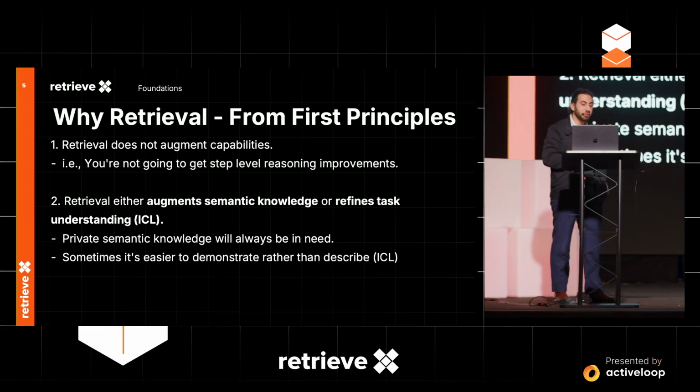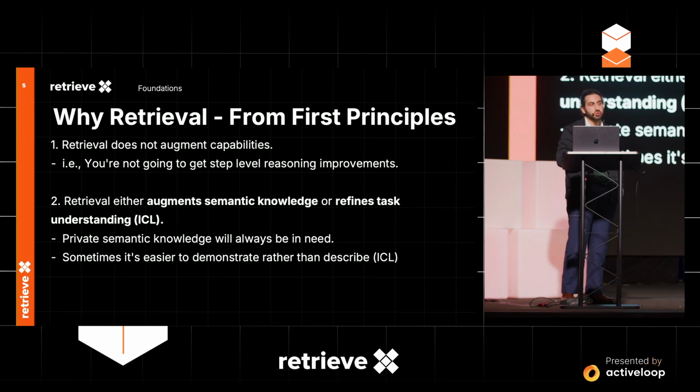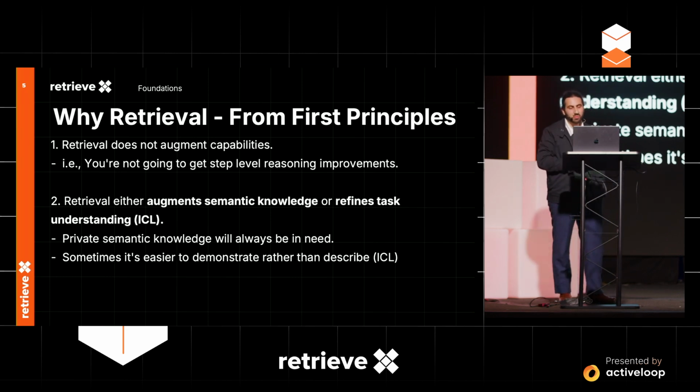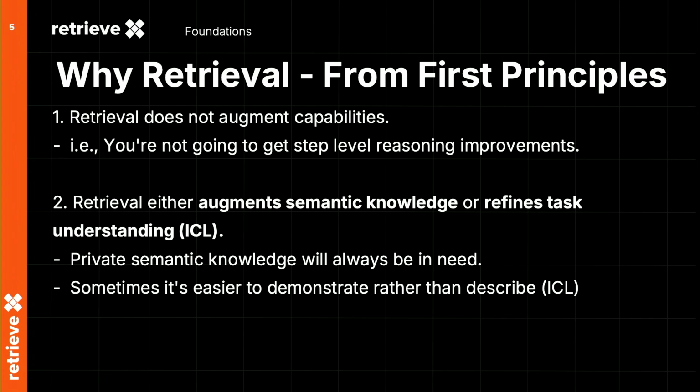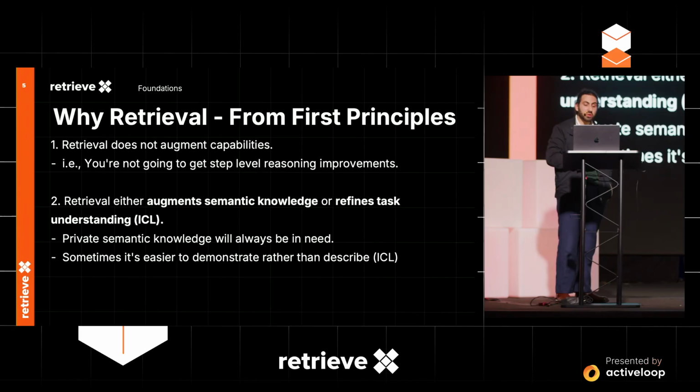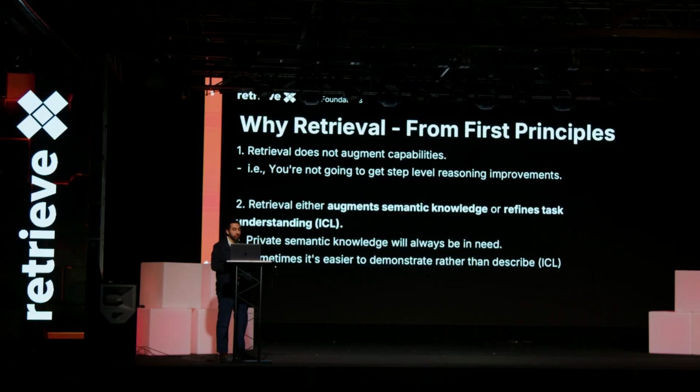So retrieval is fundamentally useful in two different places. The first is when you want to augment some semantic knowledge, whether that's some tail entity knowledge that is probably very unlikely to exist on the web, or you're a company that has some private semantic knowledge that you want to prompt the model with. And the second place that retrieval helps is when you want to refine a task understanding. So if you have a very complex prompt, you want to be able to demonstrate rather than describe what exactly you want to do. I think in the research world, we call this in-context learning. And this is one of the other fundamental reasons why retrieval is necessary.